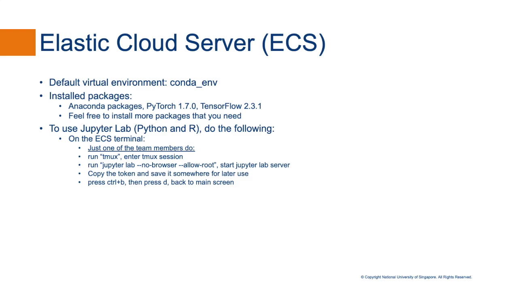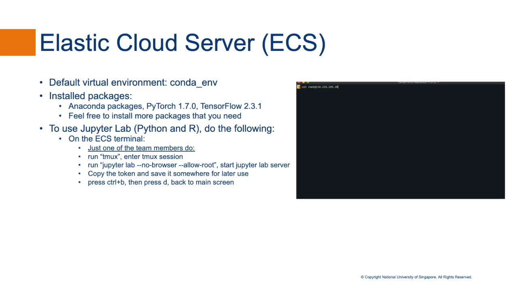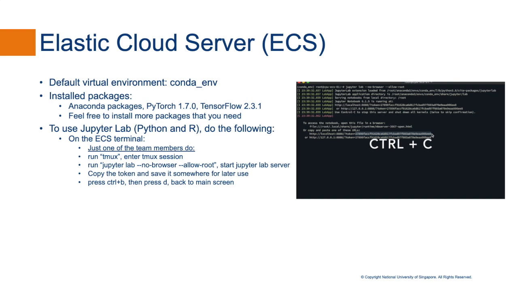To start the Jupyter Lab server, log into your ECS. Only one member needs to start the Jupyter Lab server for only once, so please communicate internally who will do it. First, in your ECS terminal, run tmux to enter a tmux session. Next, run Jupyter Lab no browser allow root to start the Jupyter Lab server. After 3 to 5 seconds, the server should be running. Copy the token and save it somewhere else for later use. Press Ctrl and B together, release, and then press D. You should be back at the main screen of the terminal.